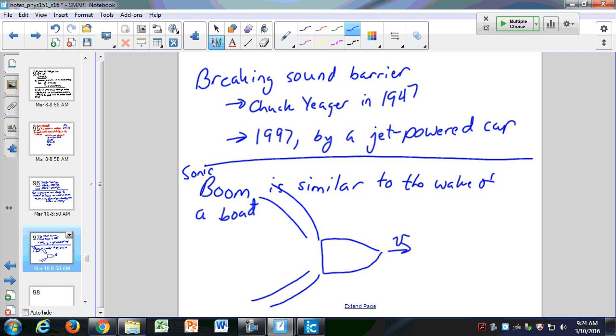And what happens when the boat exceeds the speed of the waves is these waves tend to bunch up together. So when V, the speed of the boat, exceeds the speed of sound, V of the boat is bigger than V of the sound, the waves tend to bunch up or tend to overlap.